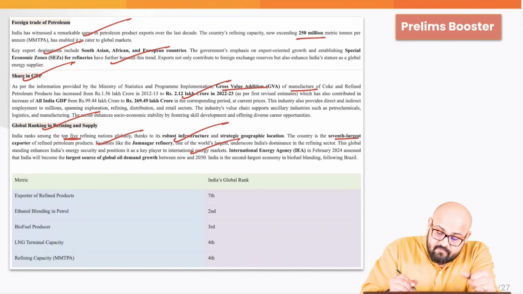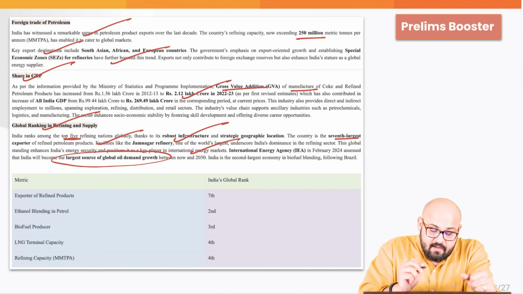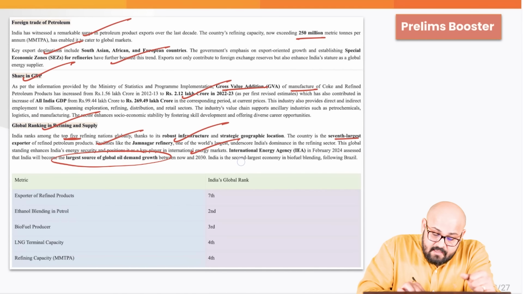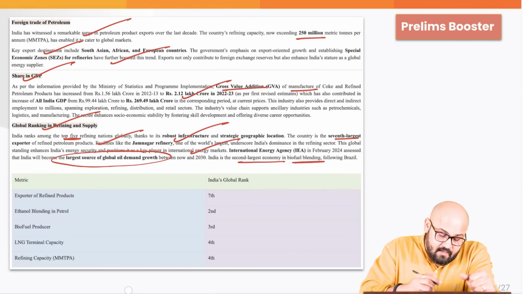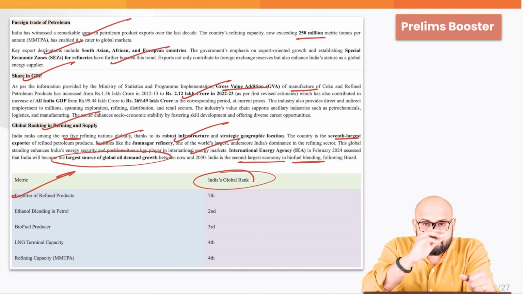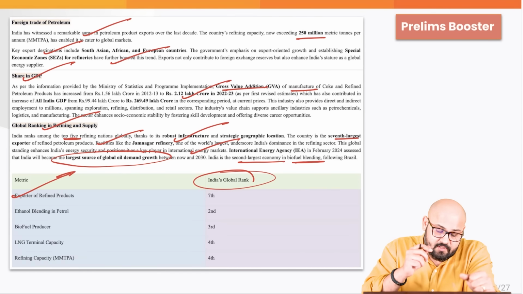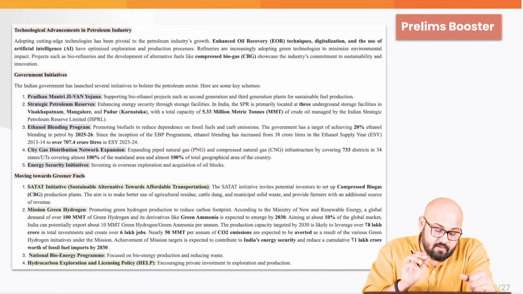The International Energy Agency in February 2024 assessed that India will become the largest source of global oil demand growth. And by 2030, India is the second largest economy in biofuel blending, following Brazil. Second largest with respect to biofuel blending. You can also just look at this. This is India's position with respect to different parameters. With respect to the export of refined products, it stands at 7th position. Now, this is again very important.